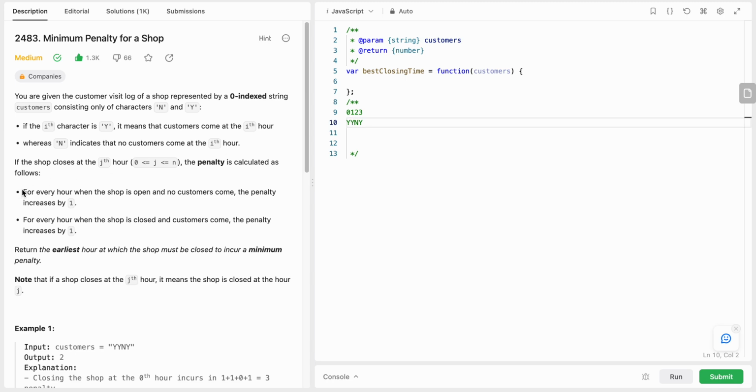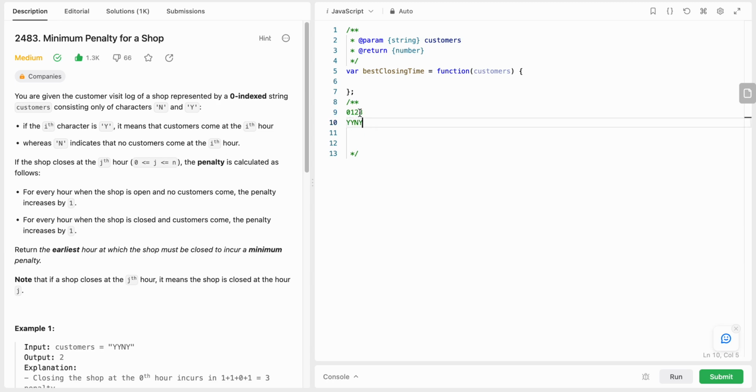Now let's take these two conditions. For every hour when the shop is open and no customers come. Okay, so for every hour the shop is open for only 1 hour and there are customers coming, right? We have the value y, so there is no penalty. But for every hour the shop is closed and customers come. Okay, since we are closing for these 3 hours, customer is coming for 2 hours, right? When the shop is closed, that is for hour I equals to 1 and I equals to 3, the customers are coming for 2 hours, right? So our penalty here is equals to 2 if we close at I equals to 1.